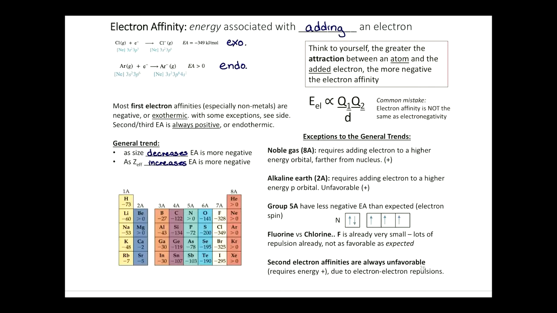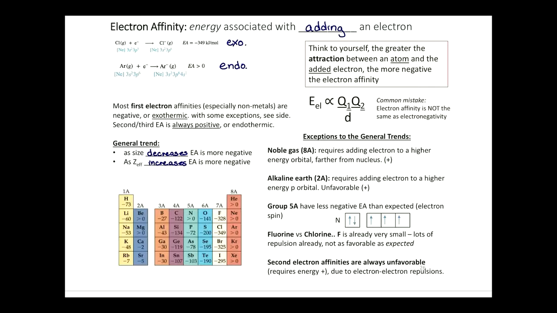So electron affinity is not the opposite, but very similar to ionization energy, where it's the energy associated with adding an electron. When we did ionization energy, we removed electrons to make cations, but with electron affinity, we're adding electrons to make what kind of ion? An anion. So we're making negatively charged things. We're putting electrons on atoms to make an overall negative charge.